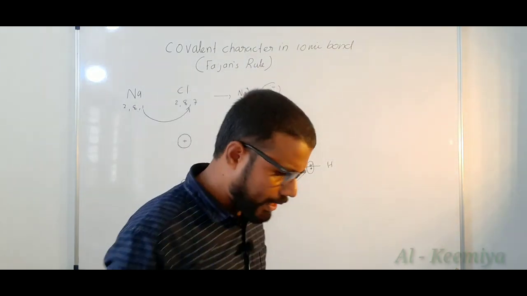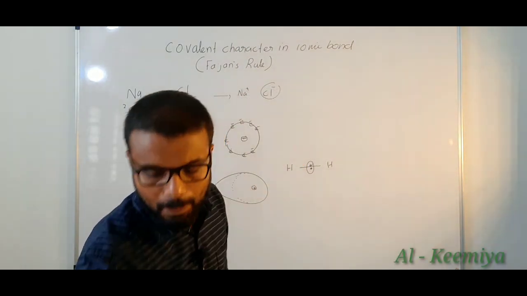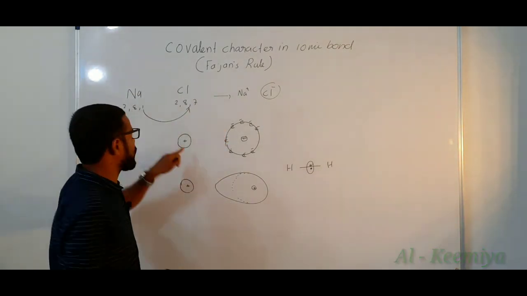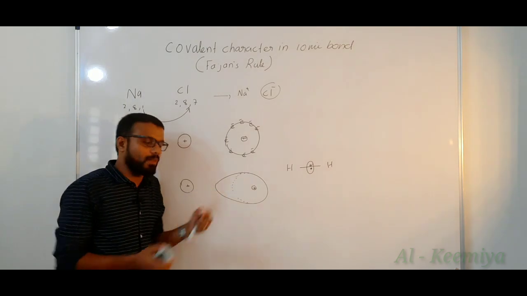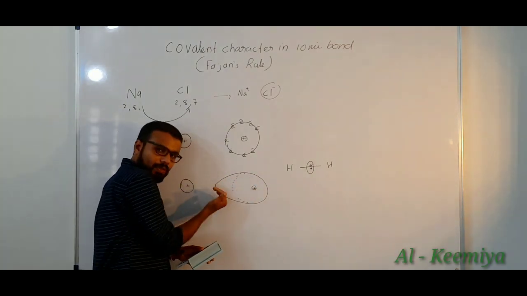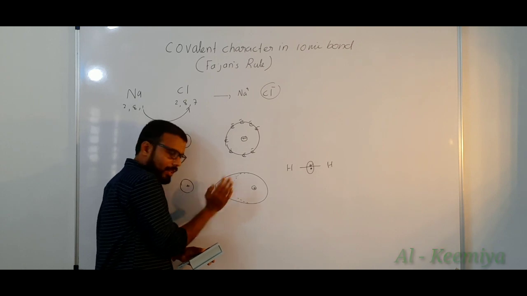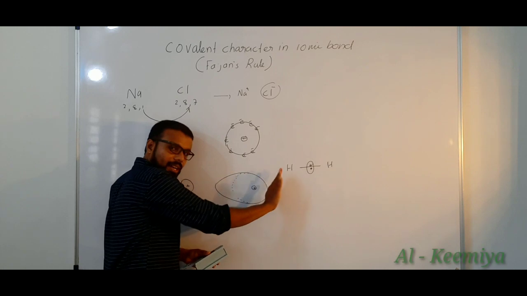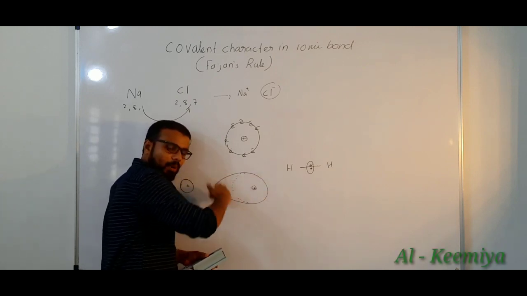Okay, so the covalent character of this molecule depends on the polarizing power of the cation. That means this polarizing power, that means this is getting polarized. That means all the negative electrons are shifting to this side, that is, towards the nucleus, and positive charge on that side. So this anion is getting polarized.